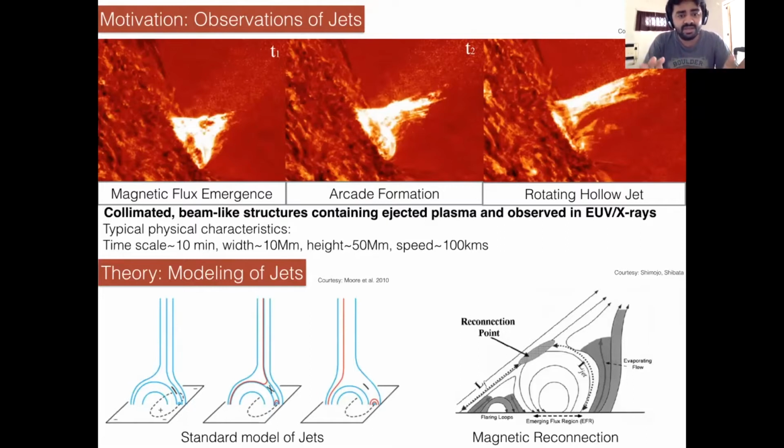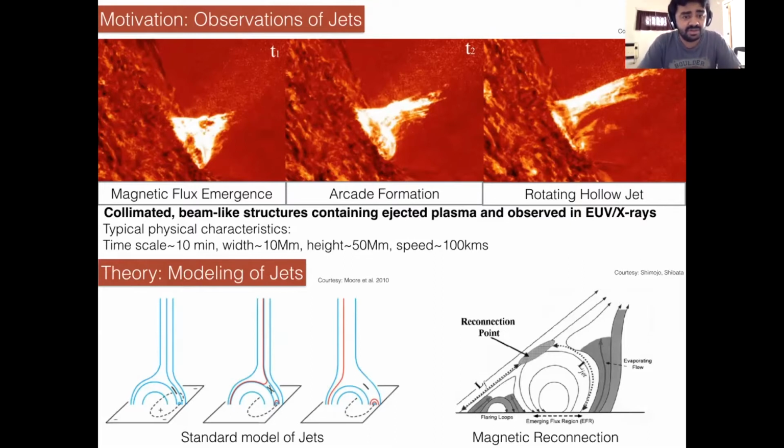What you see in the first image over here is jet formation and jet eruption. What are jets? They are basically high magnetic energy events occurring on the sun's surface, which throw out lots of plasma from the sun's surface. Plasma is basically just electrons and ions moving at high speed.